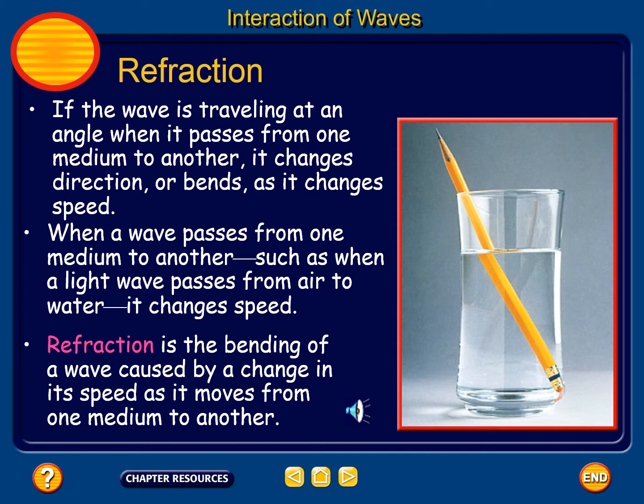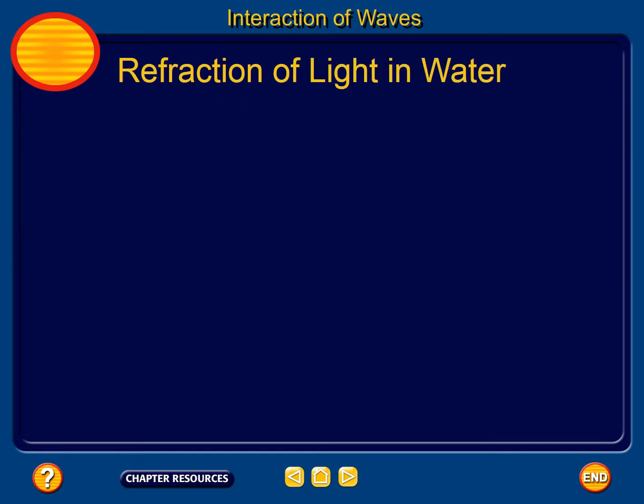In this picture, you can see a pencil. It's slightly bent. Okay? Why? What's the reason for this? It's because the pencil passes through two mediums, namely the air here and the water. So as light passes through the mediums, its speed changes, causing the wave to bend. Refraction of light in water.